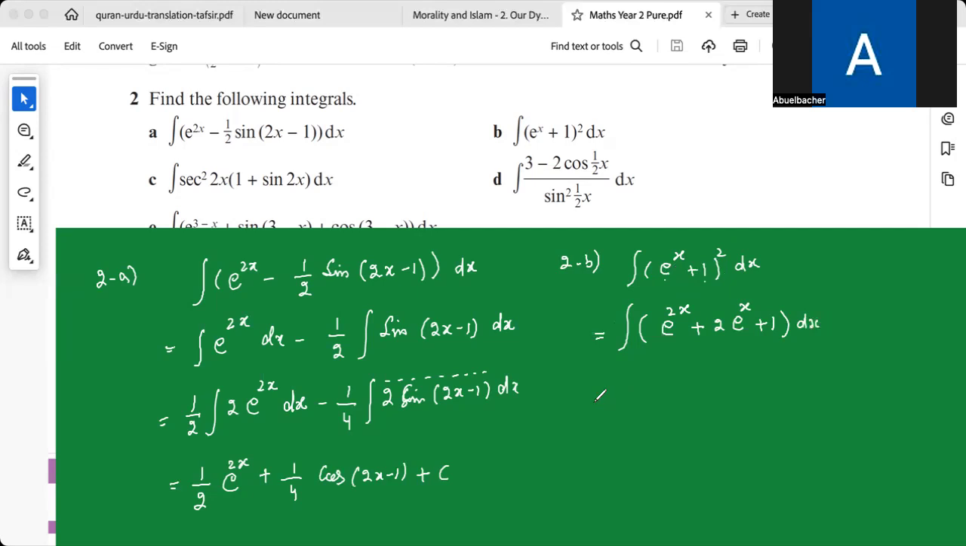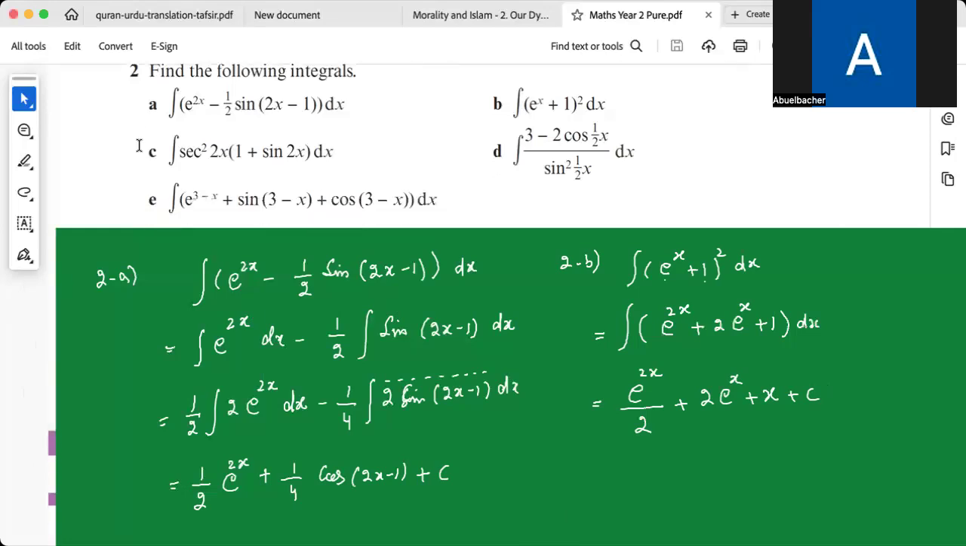So now this integral will be e power 2x divided by 2, plus 2 times e power x as it is, plus x, plus c. Got it? Yeah. Clear? That makes sense. Very good. So now we can also solve these questions in the same way.